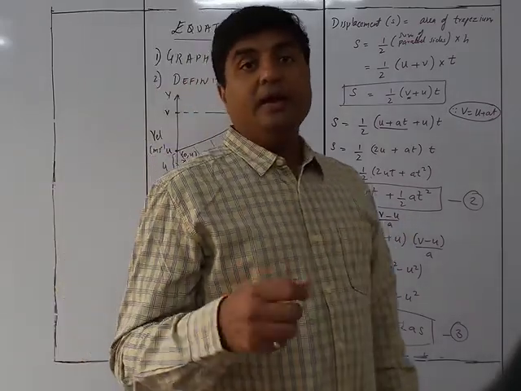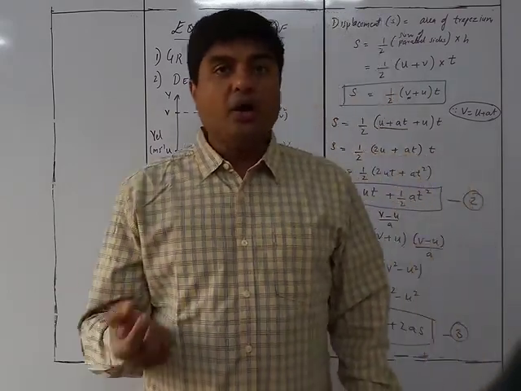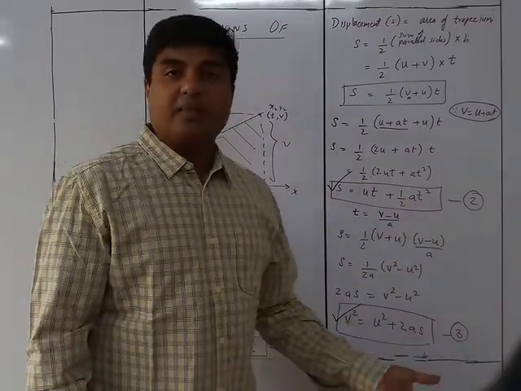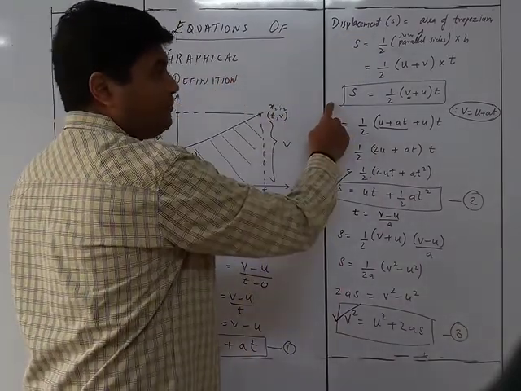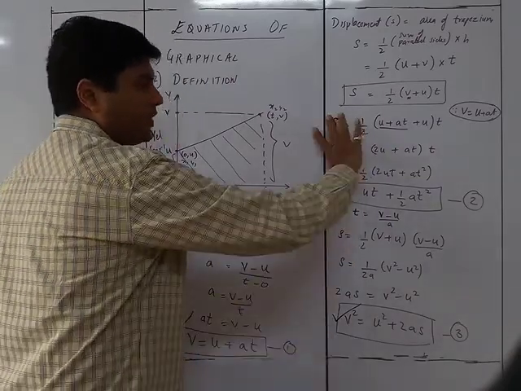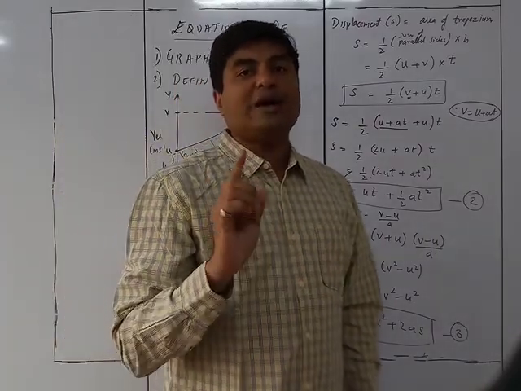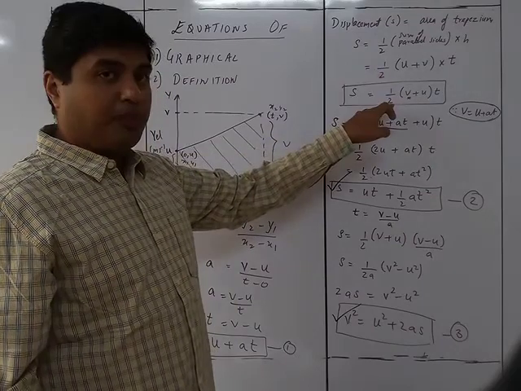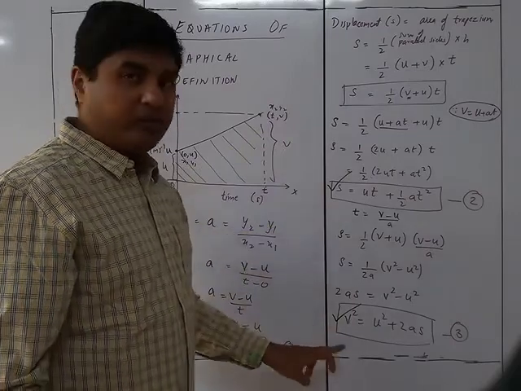Now the question could be specific: derive the equation of motion by graphical method, or it could be just derive this equation by graphical method, or that equation by graphical method. In that case, you will need to do all these up to this point. If it asks only for this, you do only this much. If it asks for this one, then you only do this much, and this one will not be required to be answered. So it will depend upon what question is asked to you.